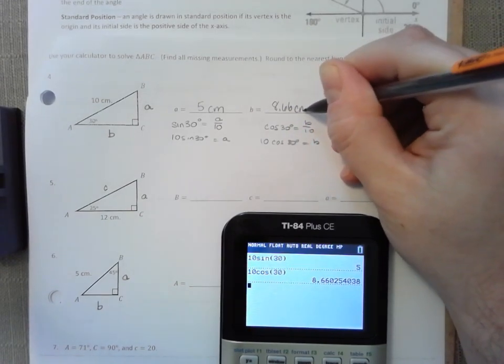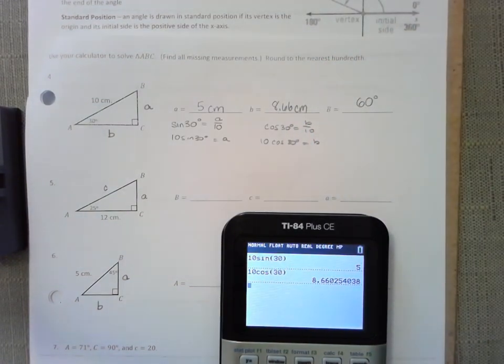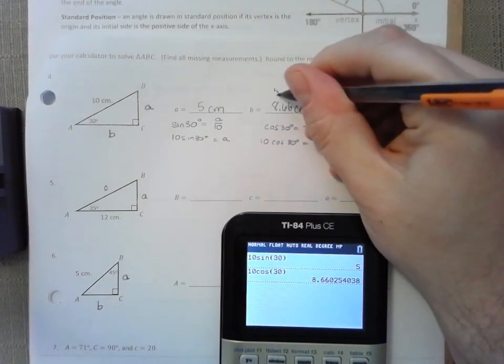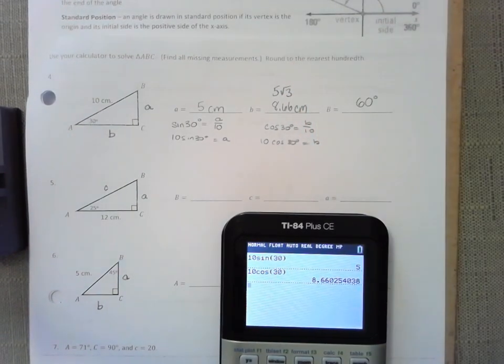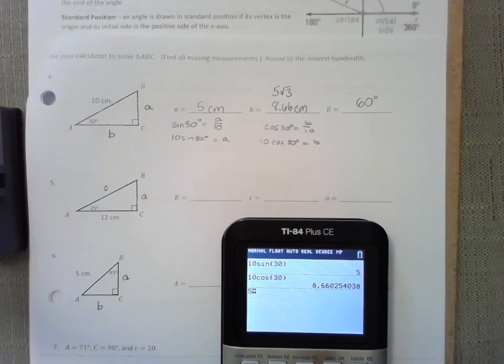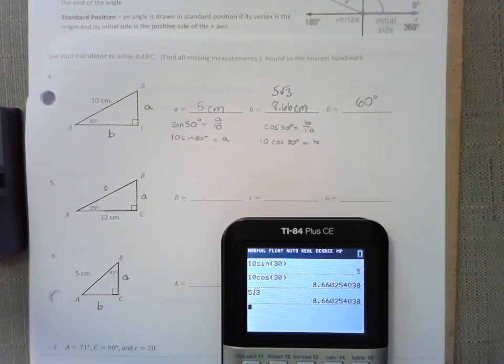This is okay for now. The previous video would have told you that this would be exactly 5 root 3, because this is a special right triangle. If I in fact type in 5 root 3, I get the same answer. Okay, this one is exact, but we don't know how yet to do that.